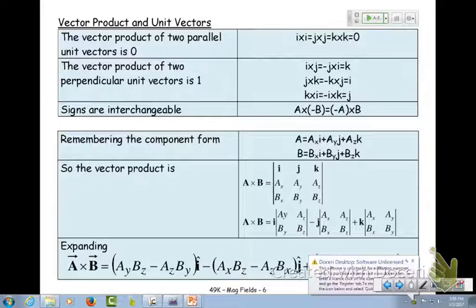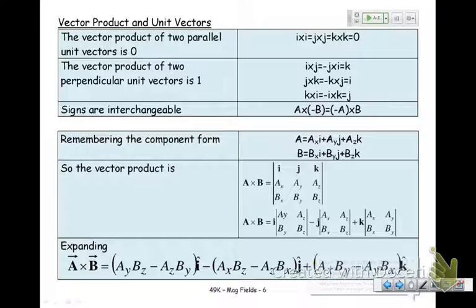So watch out. Remember that i, j, k are unit vectors. If I have i crossed with i, or j crossed with j, or k crossed with k, they're all parallel to each other, so the cross products are going to be 0. There is a vector of 0 magnitude. If they are at 90 degrees to each other, it depends upon the sense whether it's positive or negative.